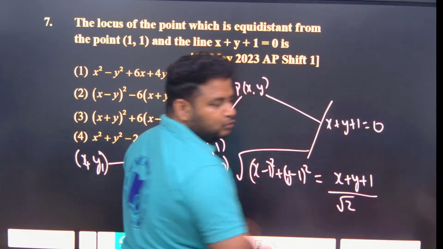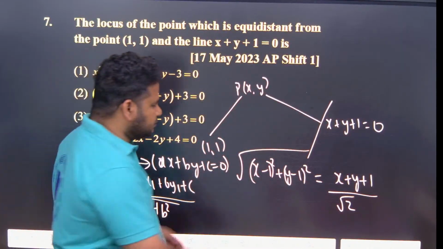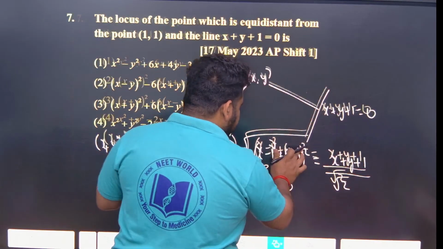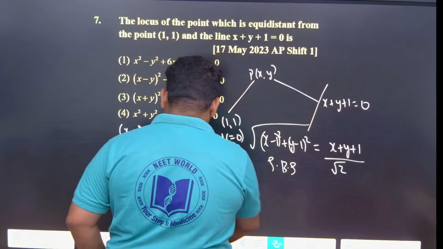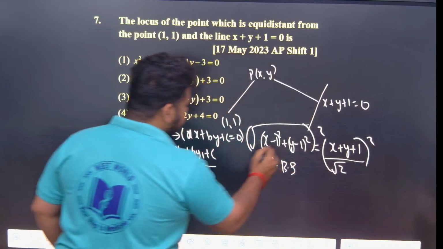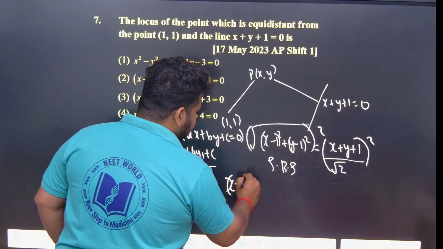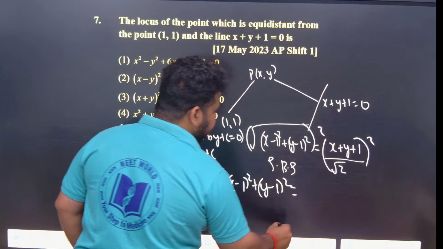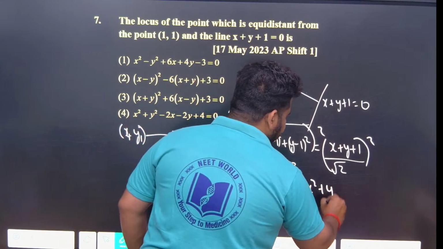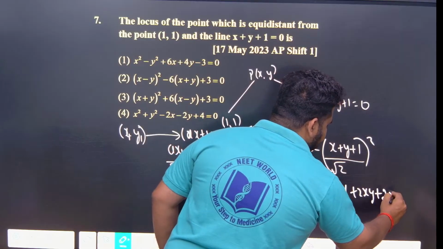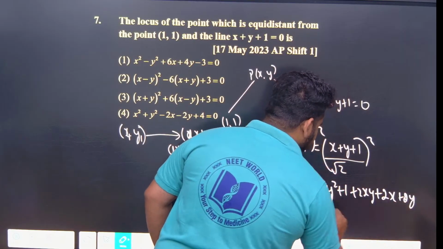Now squaring on both sides. What we have to do? We have to square on both sides. On squaring both sides, what will we get? (x minus 1) whole square plus (y minus 1) whole square is equal to (x plus y plus 1) whole square by 2. That is, x square plus y square plus 1 plus 2xy plus 2x plus 2y, by 2.